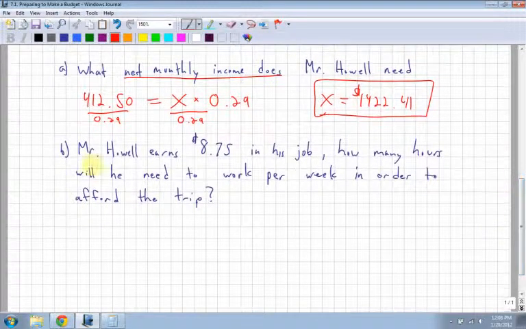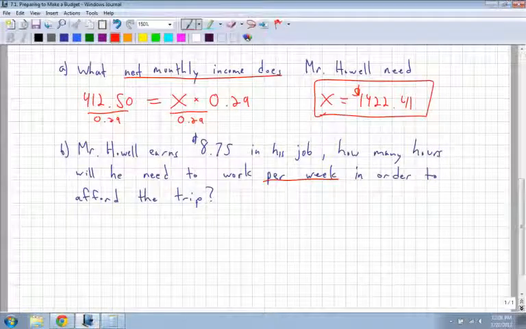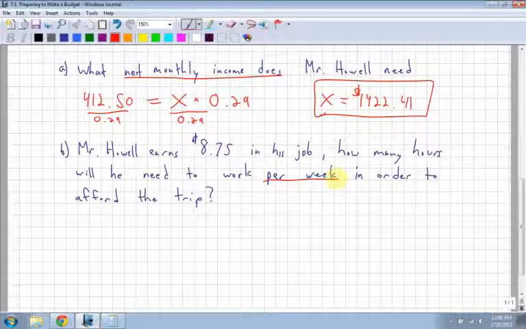Next thing it says, Mr. Howell earns $8.75, I know I'm underpaid, in his job, but that's as a McDonald's man. How many hours will he need to work per week in order to afford the trip? So there are cues in the questions. They're not all exactly the same, but they're all similar. There are cues that you have to kind of look for.